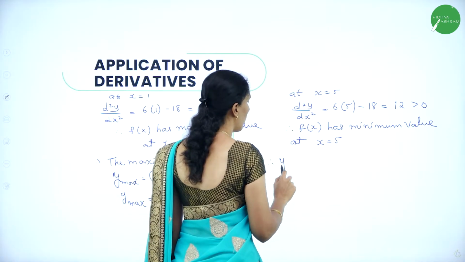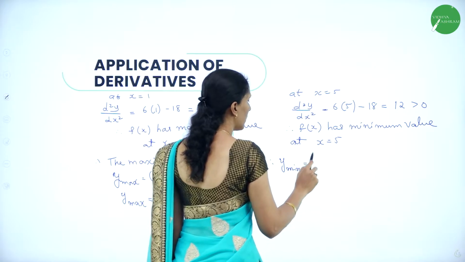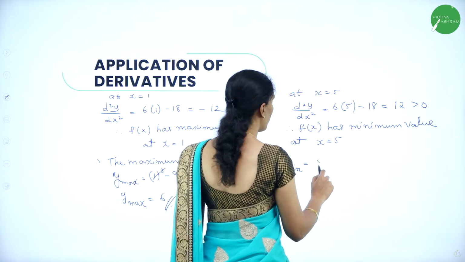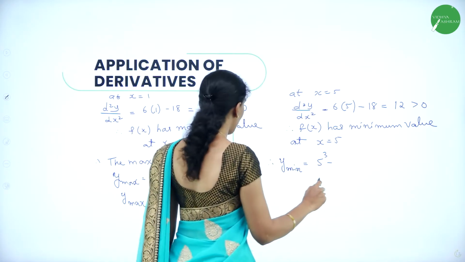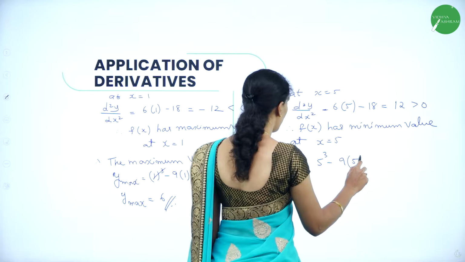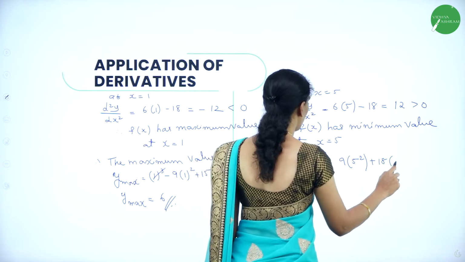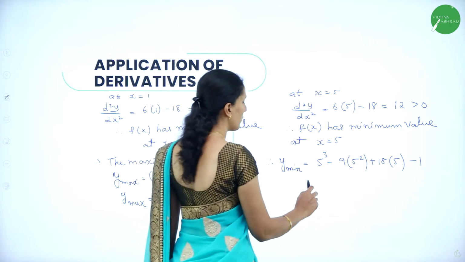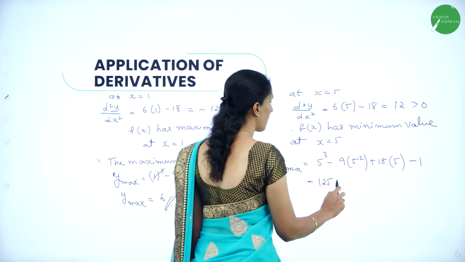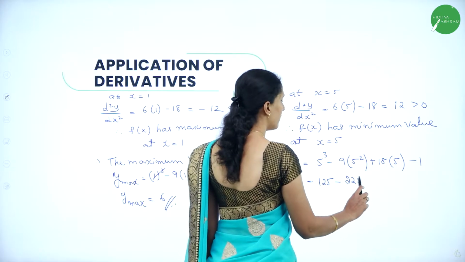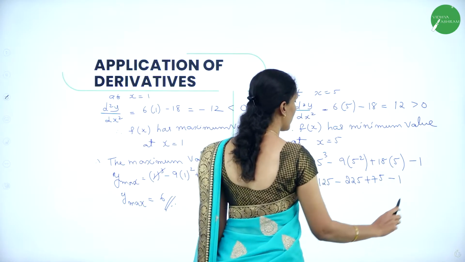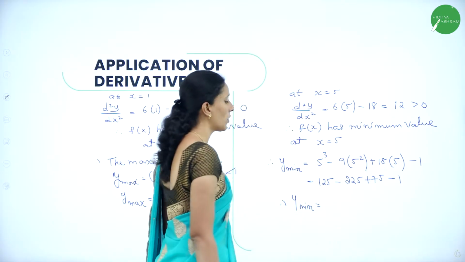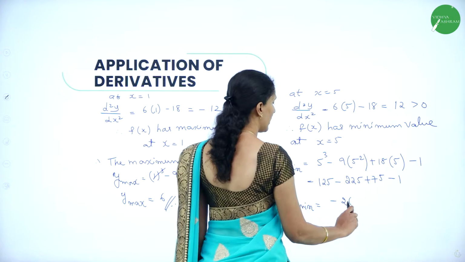So therefore y minimum is equal to, the same equation, 5 cube minus 9 into 5 square plus 15 into 5 minus 1. Solving this, we have here 125 minus 225 plus 75 minus 1. So therefore, y minimum is equal to minus 26.